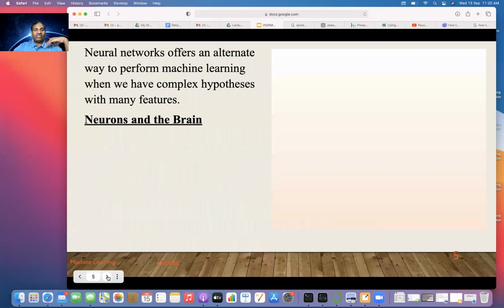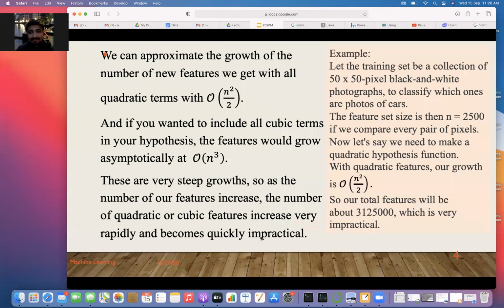So neural networks. Sir, in the previous example, how can the features be 31 lakhs? Because we can consider every pixel as a feature. So it will be either black or white. Yeah, 50 by 50 pixels photograph. In that case, there will be 2500 pixels, right, sir? 2500 pixels are there.